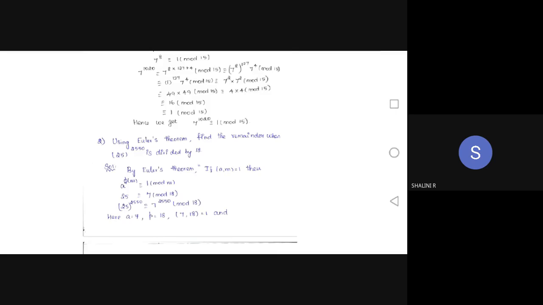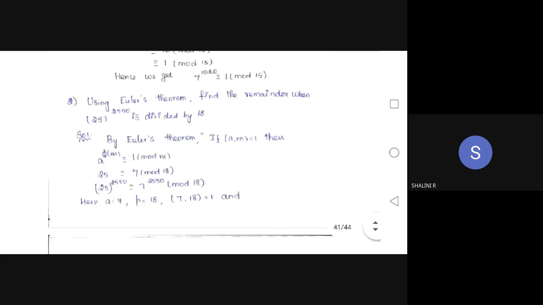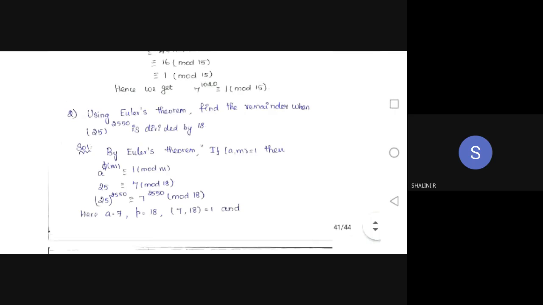Here the divisor in this problem is 18, so the mod value is 18. The base value is 25. So we know 25 is congruent to 7 mod 18, since when 25 is divided by 18, you get the remainder 7. But we want to find the remainder when 25 to the power 2550 is divided by 18.